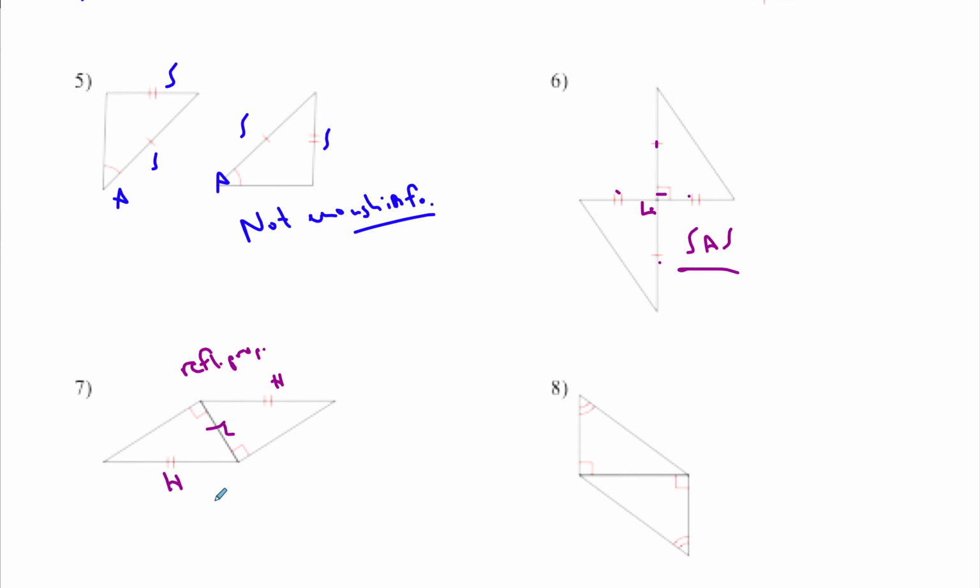Here's why it wouldn't work otherwise, because this would be side, side, angle. But side, side, angle does work as long as they're right triangles, so, right, HL. Reflexive property again.